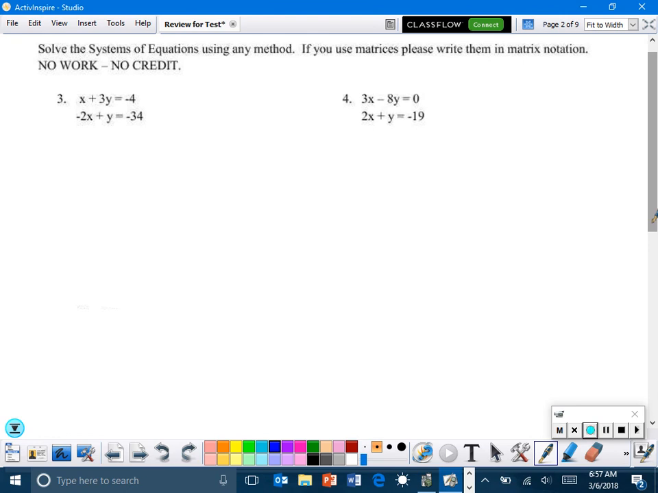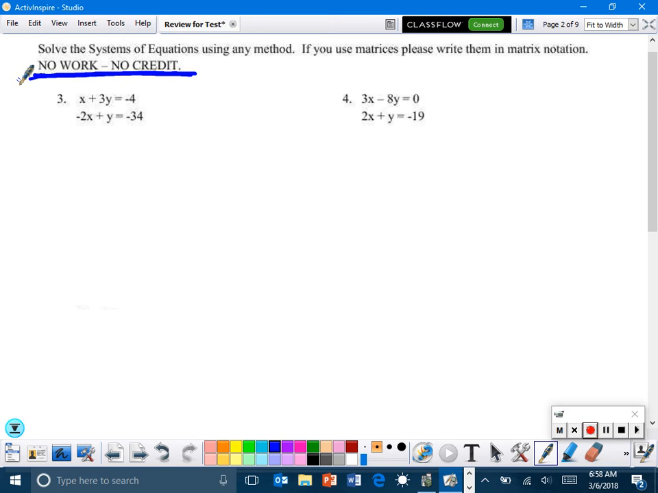Okay, I'm going to solve these systems two ways. I'm going to solve them using the elimination method and then using the matrices on the calculator. So for each problem, you're going to see two different ways. First I'm going to solve it with the elimination method. And when you take this on the test, you have to show some work. No work, no credit. All right, here we go.